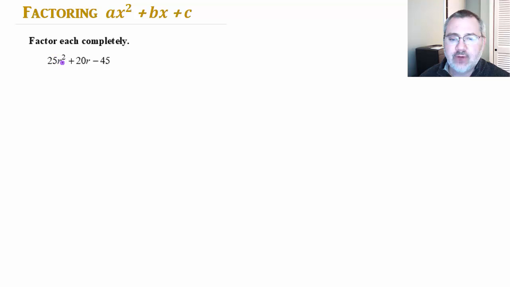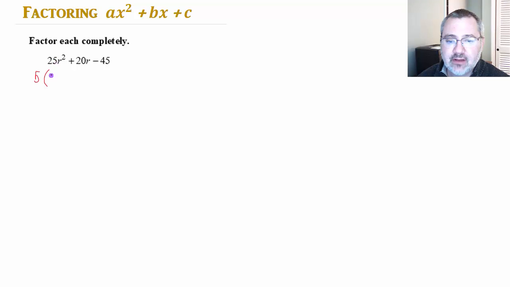We have 25r to the second plus 20r minus 45. First thing, whenever we're factoring, we always want to see if there's any GCF. If you look closely, you'll see that 5 divides into each one of these. So that's what I'm going to do first. Factor out the GCF. Factor out 5, and then divide each one of these by 5.